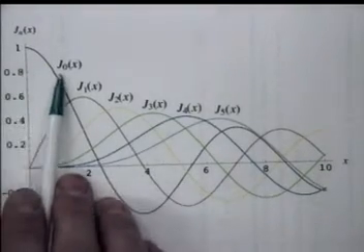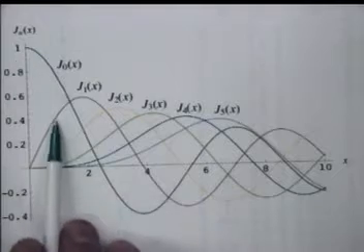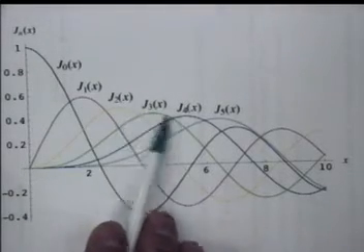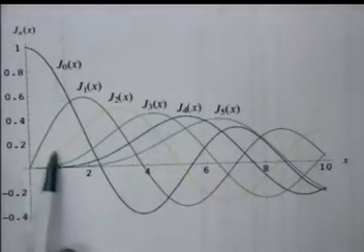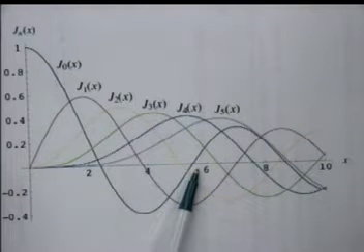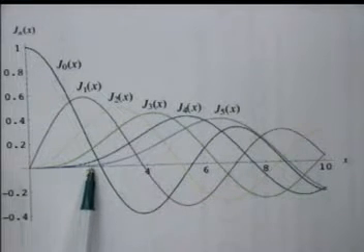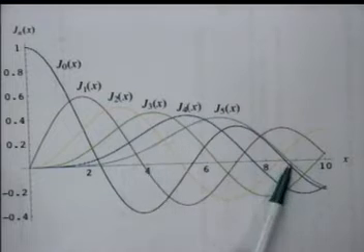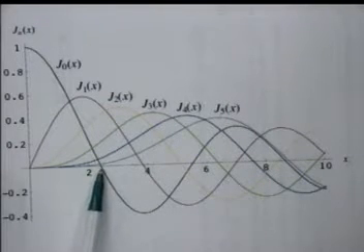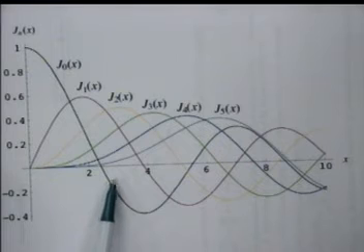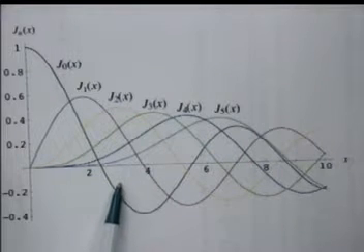You have n equals 0 starting at 1, whereas n equals 1, 2, 3, and so on all start at 0 and then begin oscillating. Whereas n equals 5 is pretty low and has a very long period. N equals 0 has relatively short periods compared to some of the others.